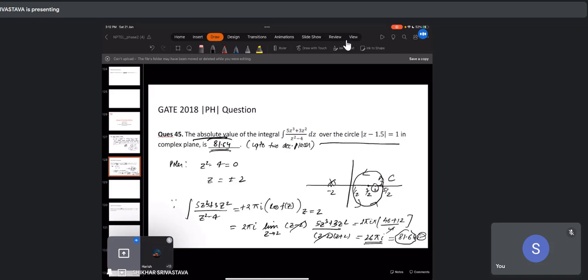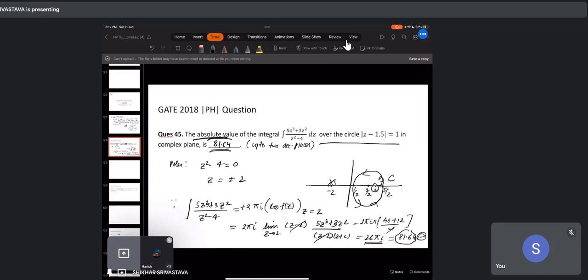If you have solved this using some separate method, that's good only. Okay, so is it clear this question? So I'll move to the next. Yes, sir.